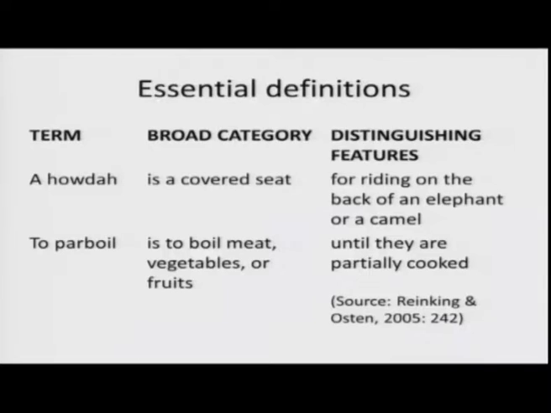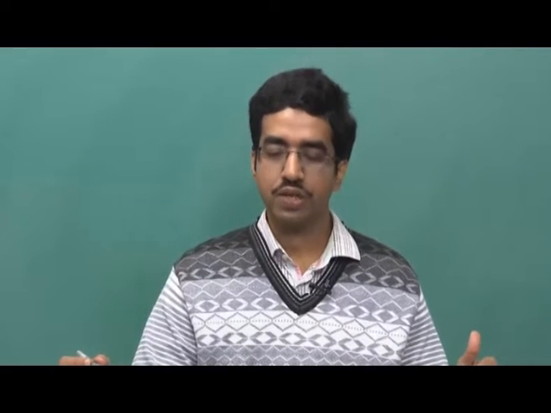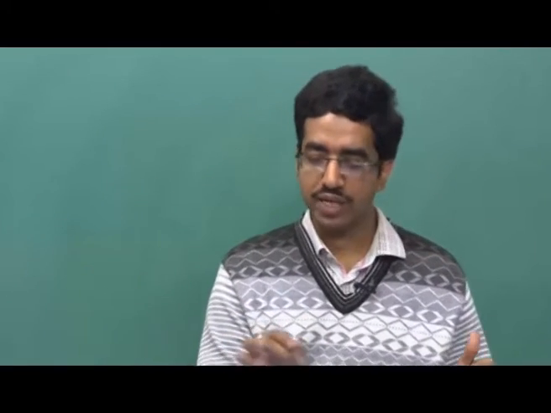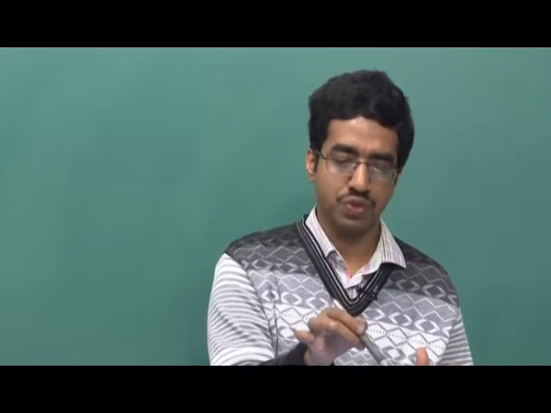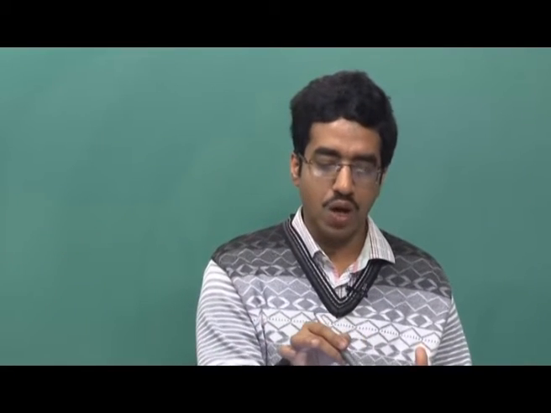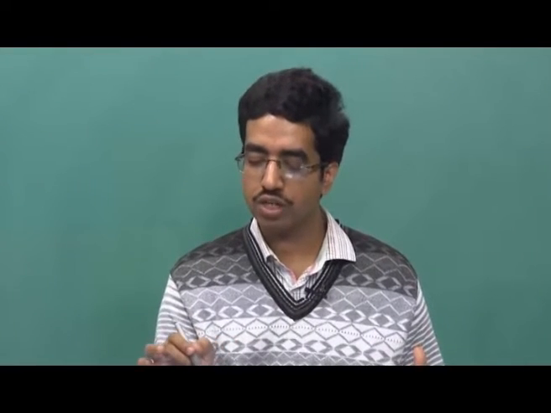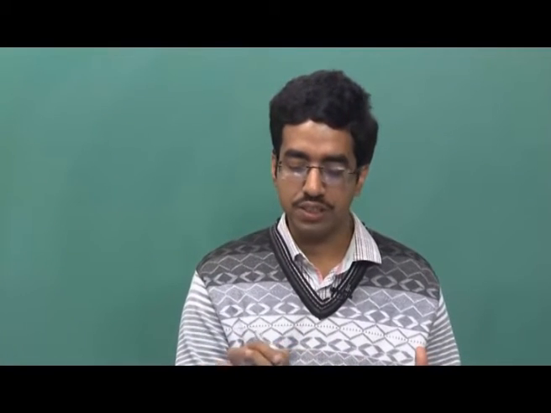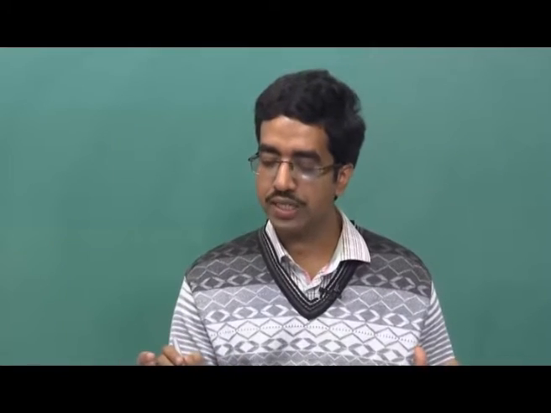However, we are more interested in the other two kinds, namely essential definition and extended definition. Let us look at what essential definitions are. I have some examples here. You have a term and it has been defined. A howdah is a covered seat for riding on the back of an elephant or a camel. Another example: to parboil is to boil meat, vegetables or fruits until they are partially cooked.